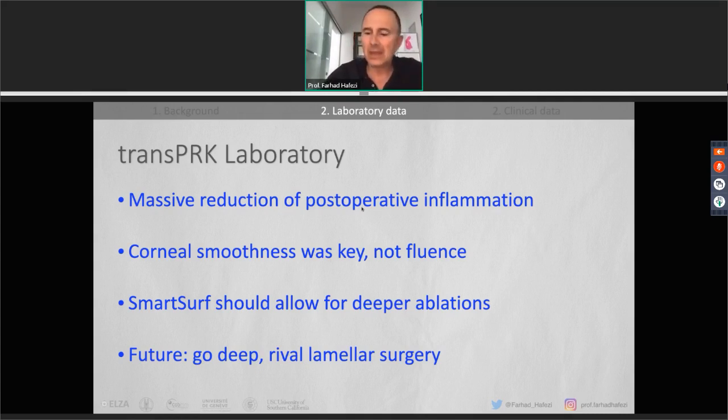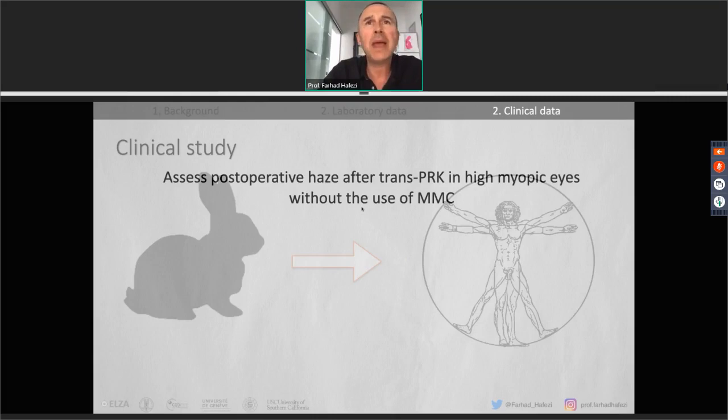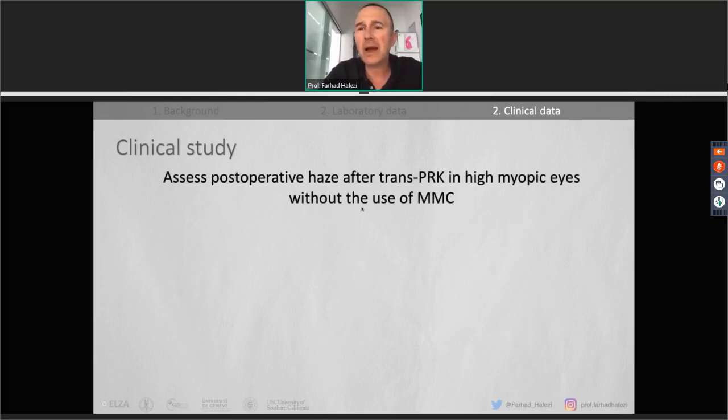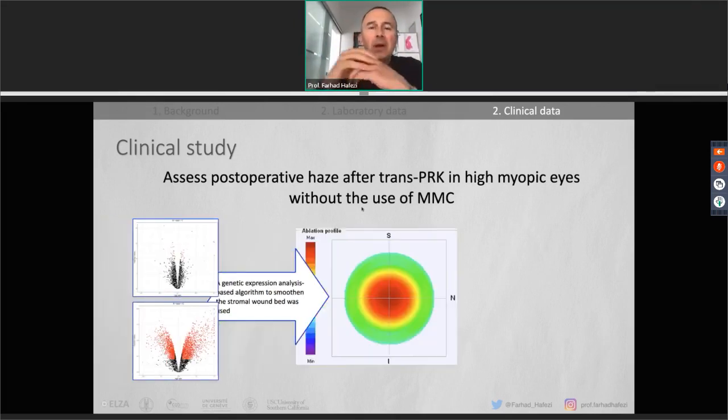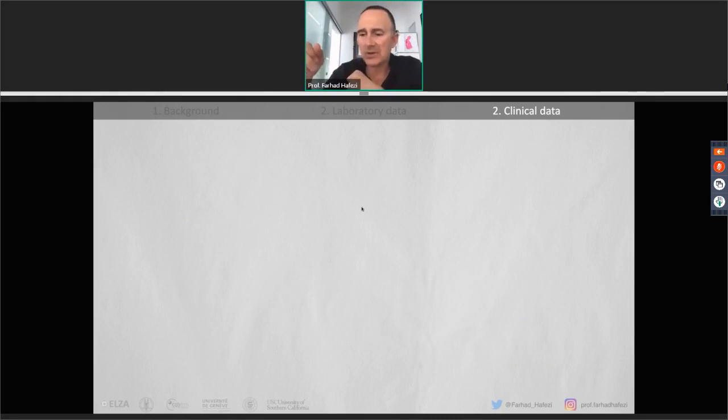So in phase 2, we took these results and transitioned from animal to human in a clinical prospective study run at the Elsa Institute in Zurich, and we assessed the post-op haze after trans-PRK in highly myopic eyes without any mitomycin C. So we took the results that we had from the animals, and we went into humans without any further consequence because we were using an ablation profile that had already been freshly introduced clinically.